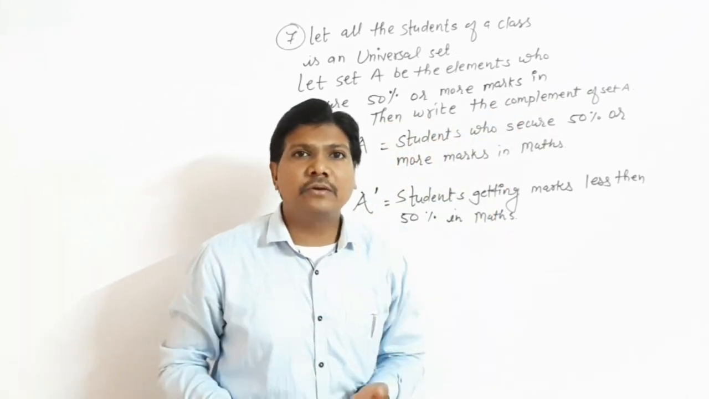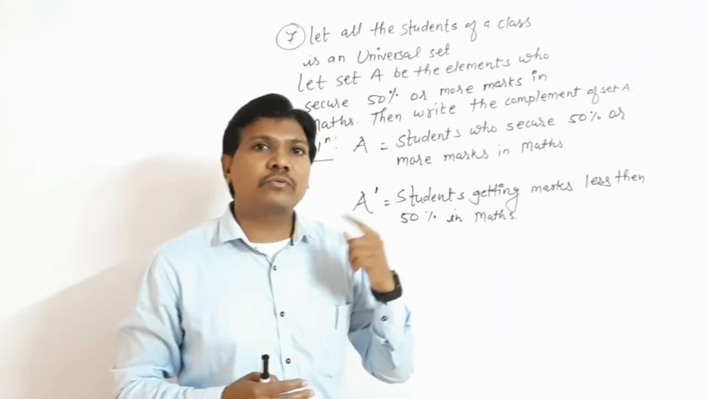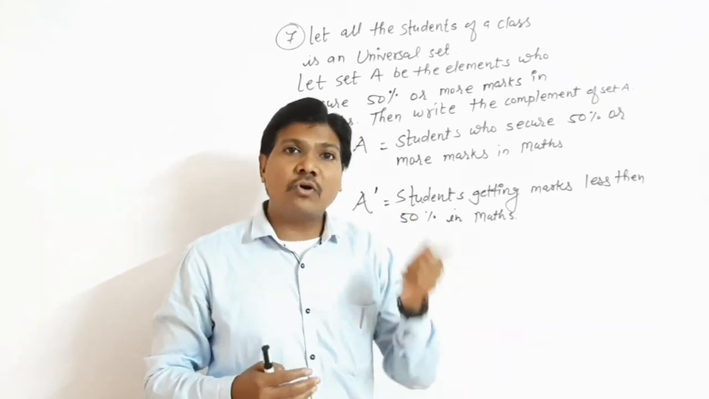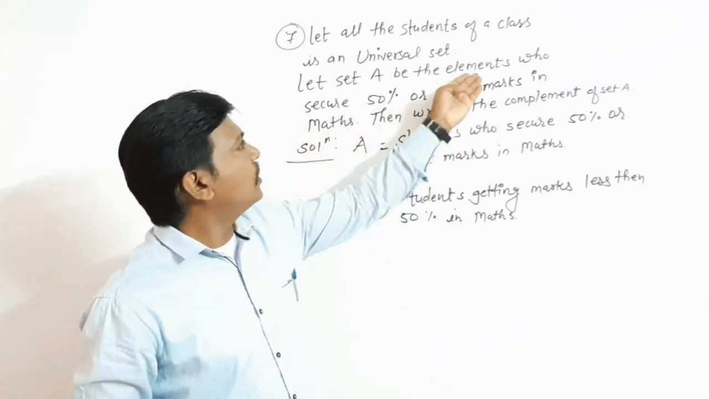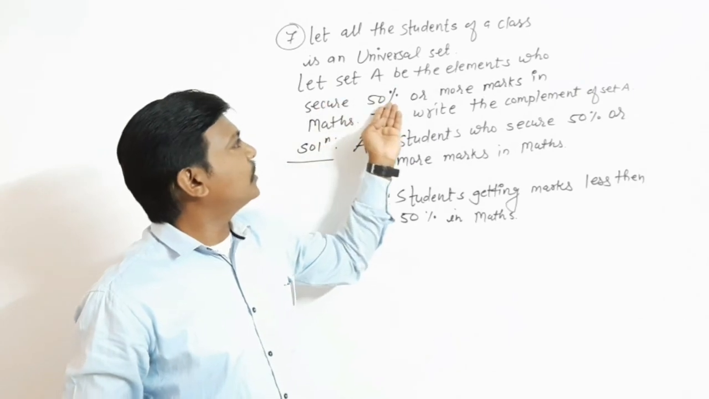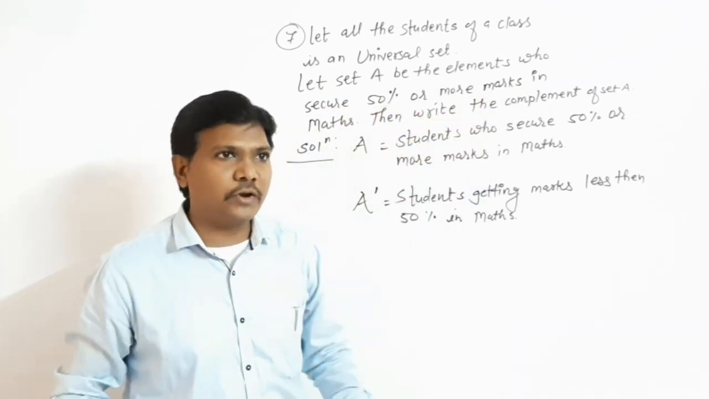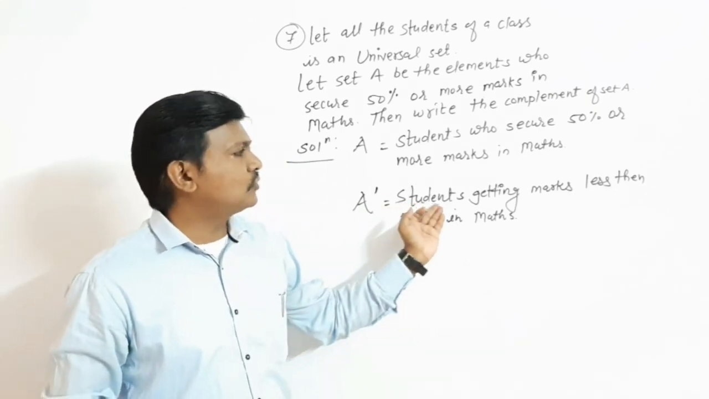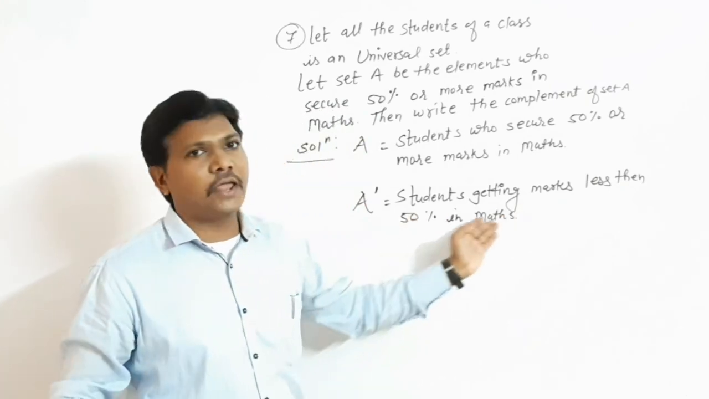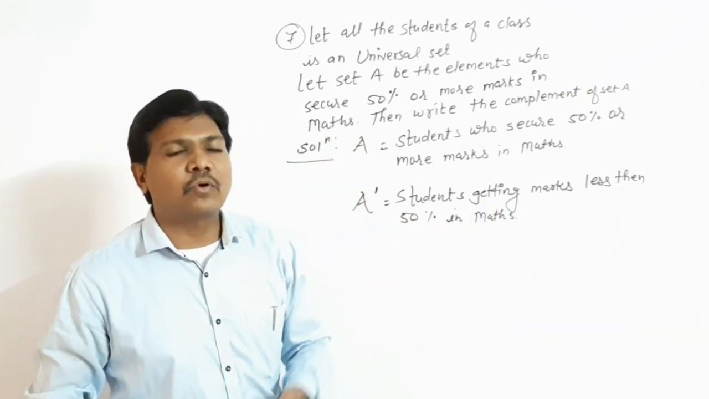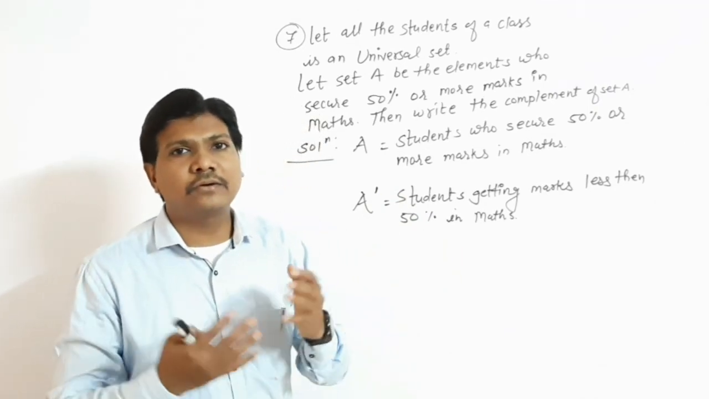So complement, you know what is complement? Complement is the elements which belong to the universal set but do not belong to that set. So here A is the set of all students who secured 50% or more marks in maths. So what is its complement? Its complement is the students getting marks less than 50% in maths. So write all the exercise in your notebook and take practice.